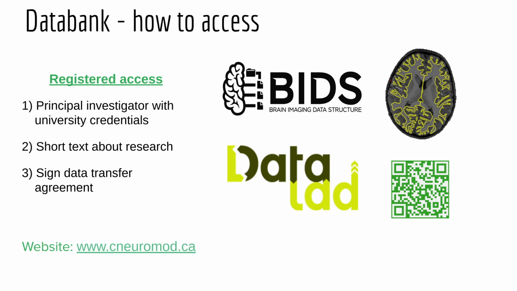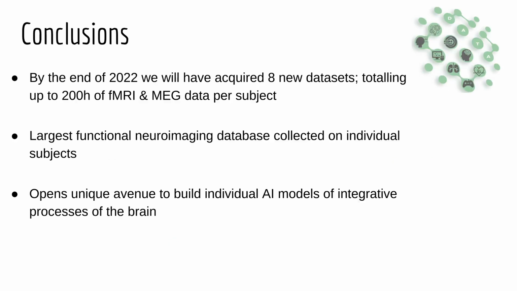So the data is in BIDS format. You can access it using DataLad, and even without the official access, you can go and look at the structure and the type of data that we have included in the data bank. And the fMRI data is pre-processed using fMRIPrep LTS. Now, if you want to go get that data, you can check out our website, www.cneuromod.ca, or pause this video and scan the QR code, and that will bring you directly to our website where you can fill out an application.